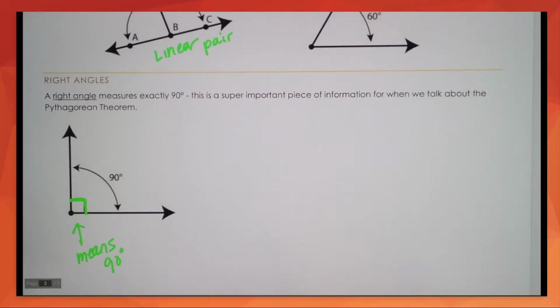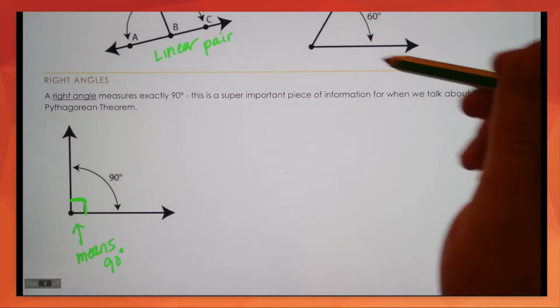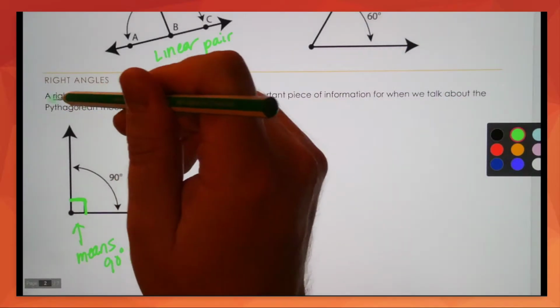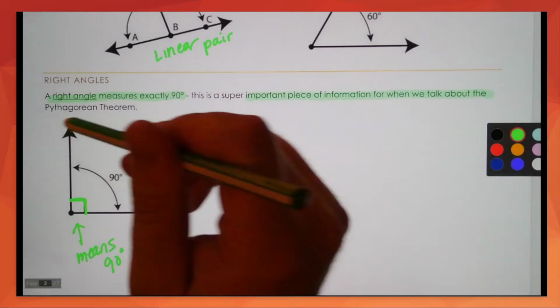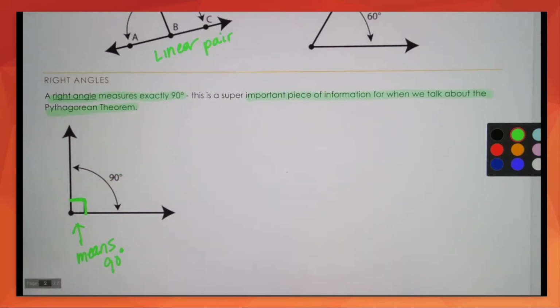What else do we need to know? Right angles are a really important concept in geometry, especially when we talk about triangles and the Pythagorean theorem, and that's going to be a topic that we delve into next week. But just keep in mind that a right angle being 90 degrees is a super important piece of information related to the Pythagorean theorem, so don't forget that, all right?